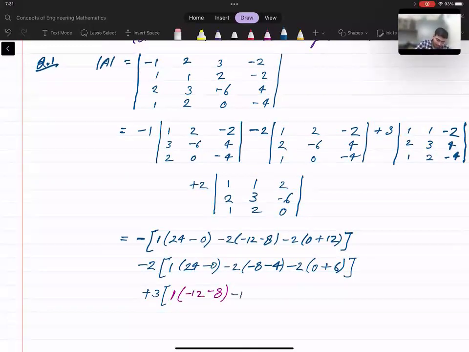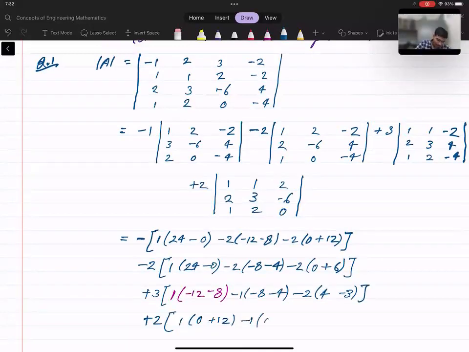So similarly, this is minus 1 and the product will be now minus 8 minus 4. Okay. And this will be minus 2 and the product will be 4 minus 3, and at the last we have plus 2 into the expansion of this last determinant, which is 1 into 3 zeros are 0 minus plus 12, then minus 1 into 0 minus plus 6 plus 2, okay, into 2 2s are 4 minus 3.